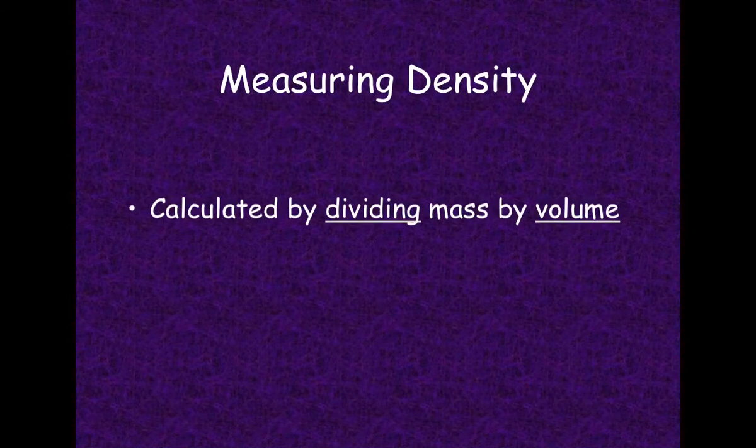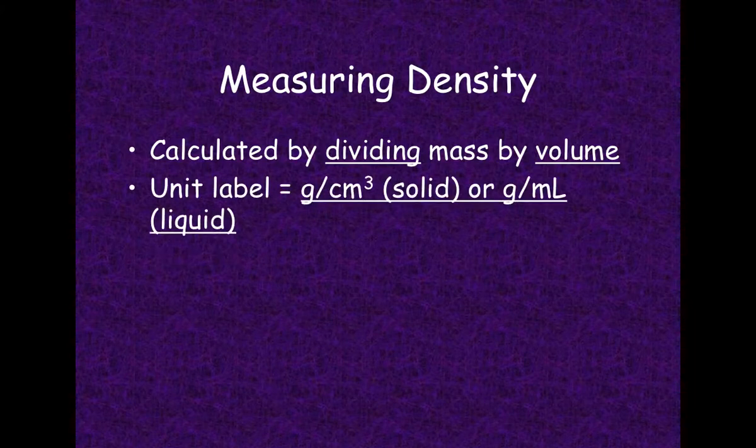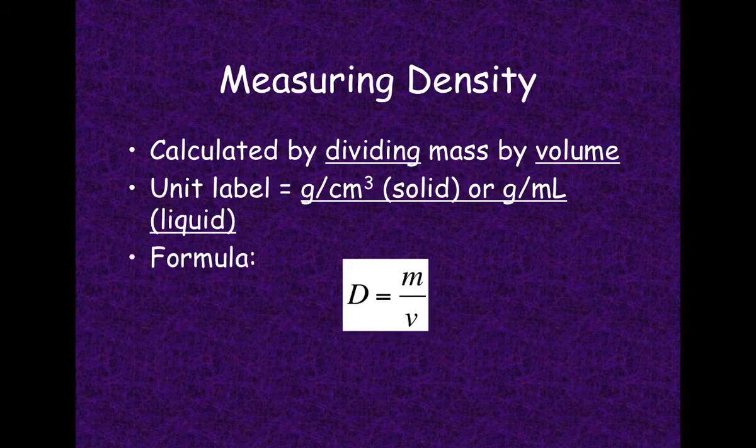So how do we measure density? It is calculated by dividing the mass by the volume. And we do need a label with this. It needs to have grams over cubic centimeters for a solid or grams over milliliters for a liquid. We do need to use the appropriate label with the appropriate piece of matter. The formula is this: D equals M divided by V.